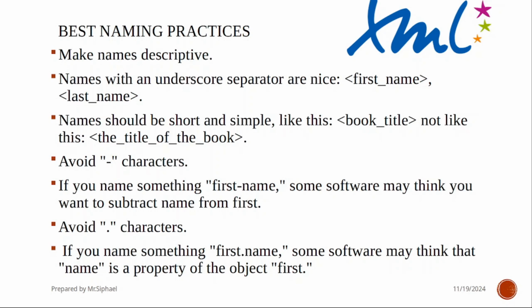Avoid dot characters, like first.name. Don't use a dot to separate your names. Some software may think you're trying to access the name in the object first. So just stick to underscores to separate names.